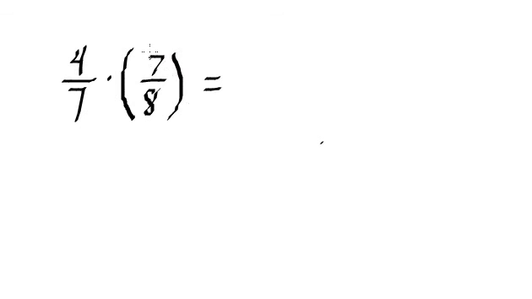And as we can see here, there's a 7 in the numerator and a 7 in the denominator. So we can cancel these 7's out and just rewrite this as 4 over 8. And then of course now we would simply simplify this down. 4 goes into 4 one time, and 4 goes into 8 two times.